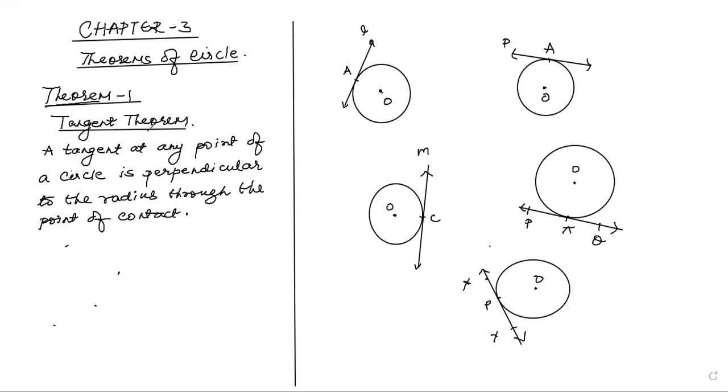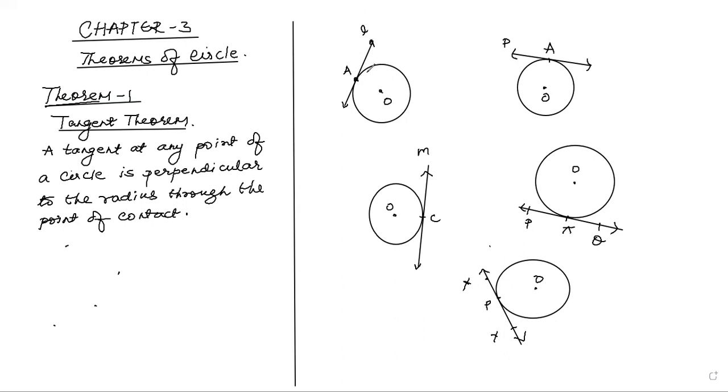But what does this theorem mean? Let's try to understand. A tangent at any point of a circle is perpendicular to the radius to the point of contact. You can see here, O is the center of the circle, line L is tangent at point A, and A is the point of contact.